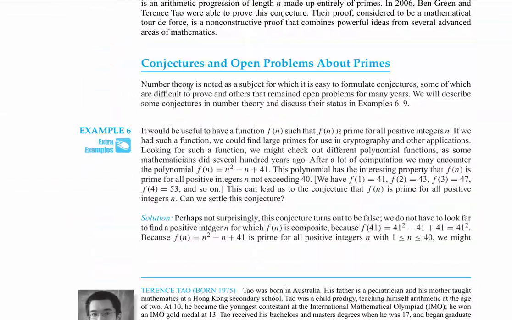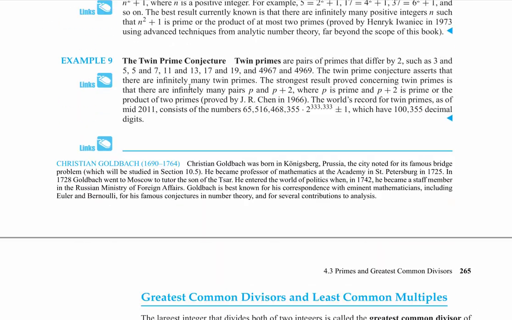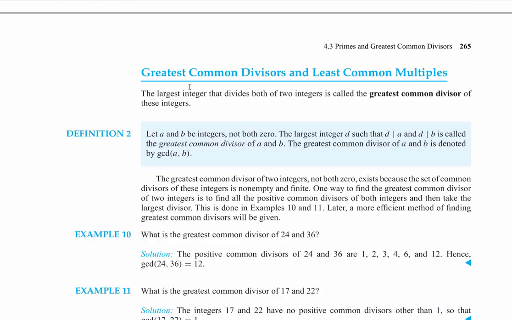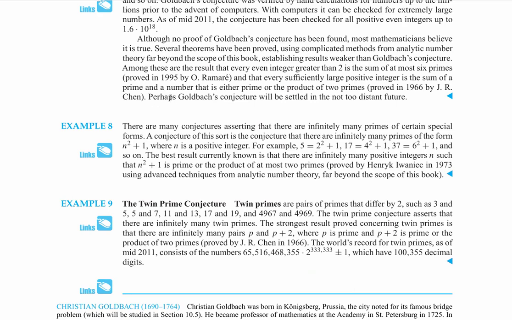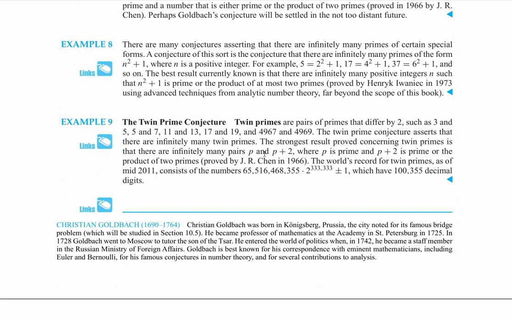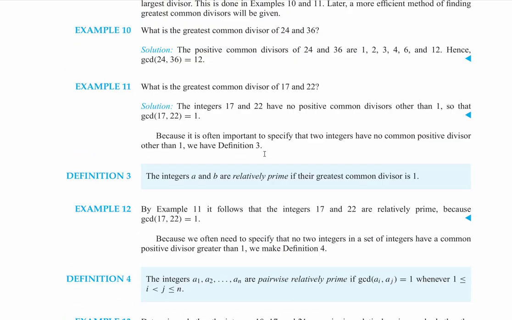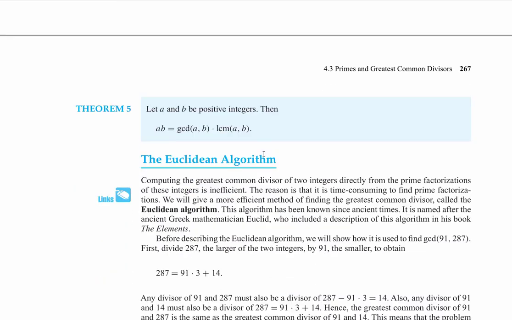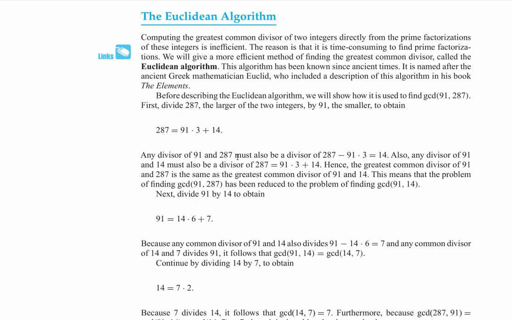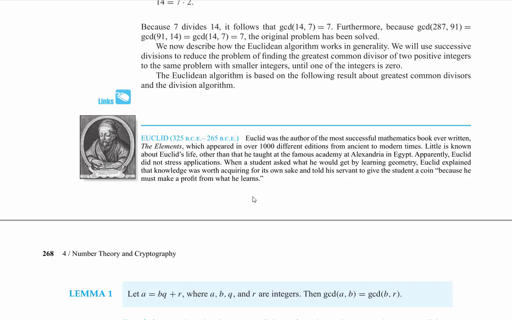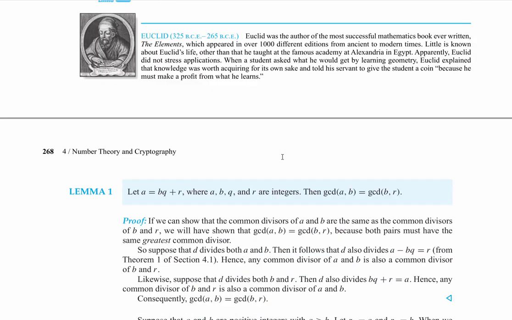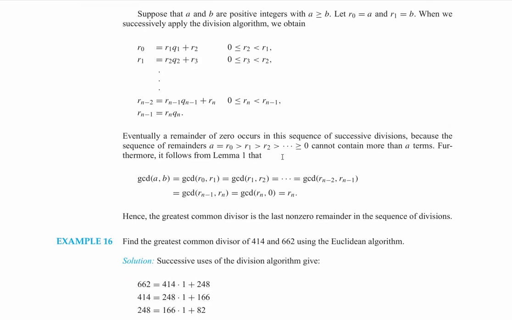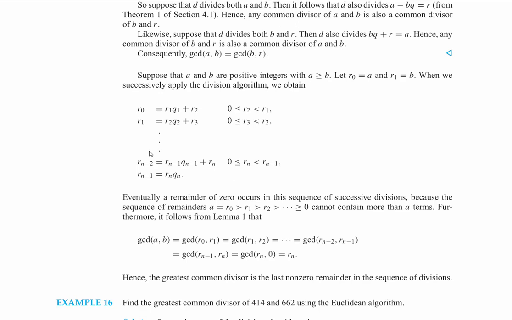Okay, there's more material. Lots of open questions about primes. And here's the Euclidean algorithm. Euclid, another Greek. And here's that same procedure.